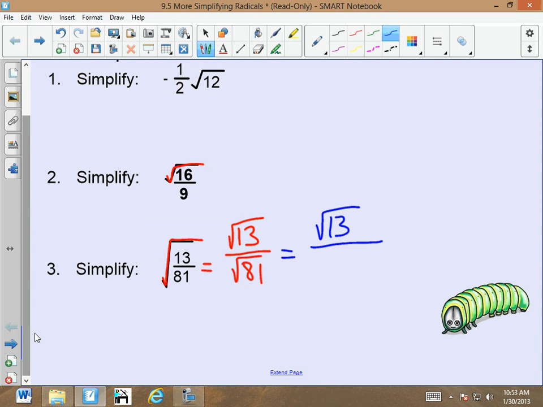Is there one number that, when multiplied by itself, gives you 81? 9 times 9, right? So the square root of 81 is 9. Am I done? Yeah, there's nothing else I can do with that. That's your answer.